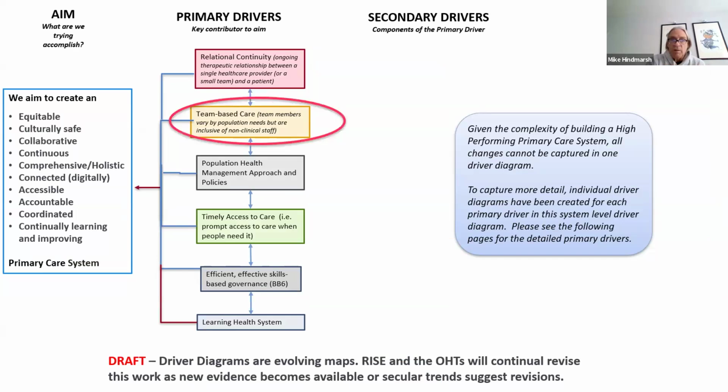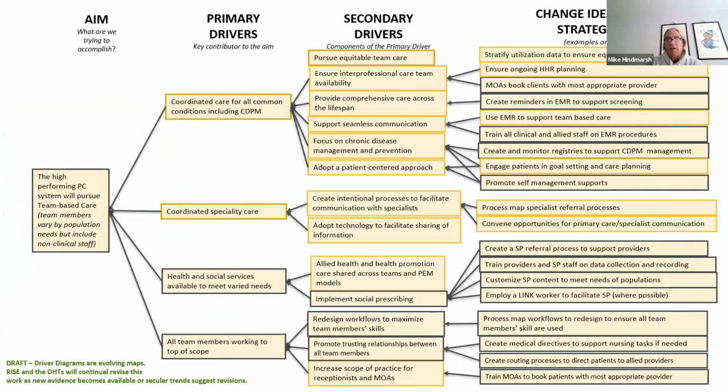Each of these primary drivers can have a driver diagram of their own. So here's an example of a driver diagram of a high-performing primary care system. And here we have the 4 primary drivers. Again, these could change over time, but we make sure that there's coordinated care for all people and all conditions, and that we're taking a chronic disease management approach to care. We make sure that we have good referral arrangements with specialty care, and the care between specialty and primary care, long-term care, and the hospital is well coordinated, so the patient doesn't have to do the coordinating themselves.